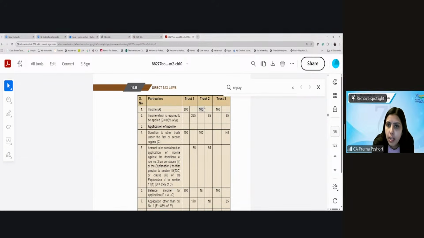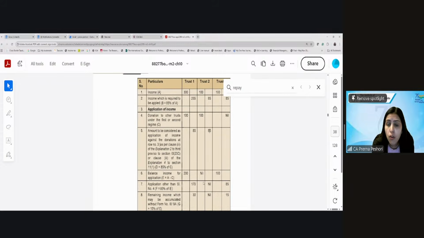Similarly, if you look at this 100, 85 is applied, which is required to be applied. Now, the donation given to another trust is the entire 100, out of which I am considering application of income as only 85. But now, the balance 15 which is there, I have to apply. I don't have that money. How will I deposit in the mode specified in 11.5? I don't have money in hand. This entire 100 I have given to another trust.